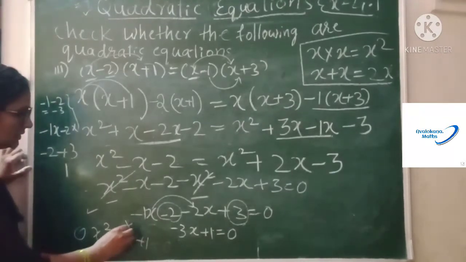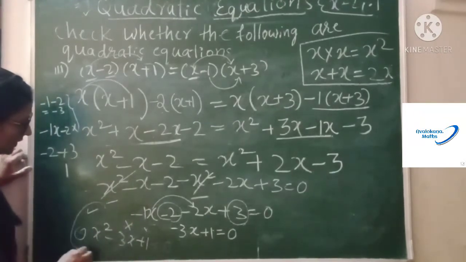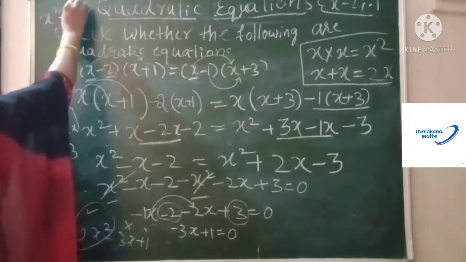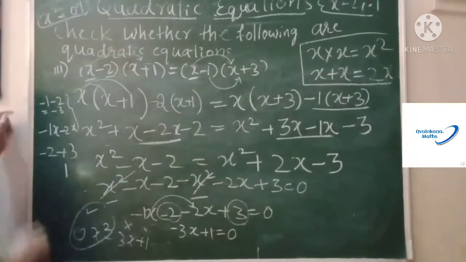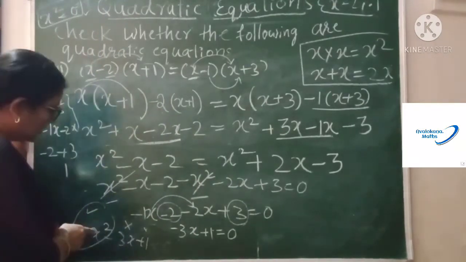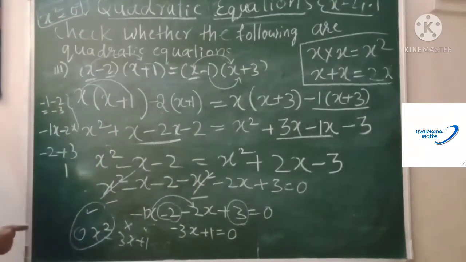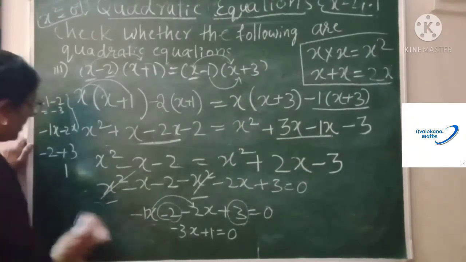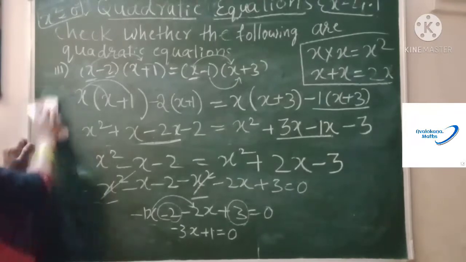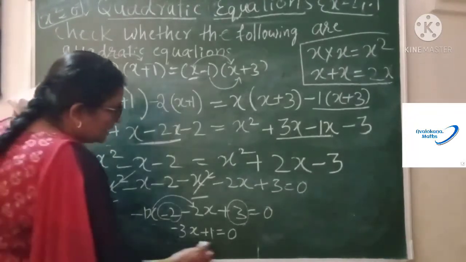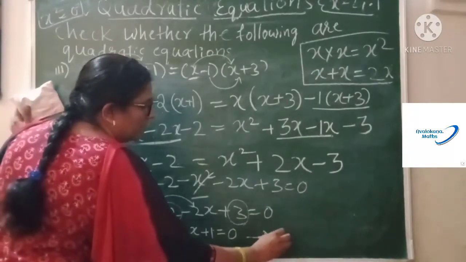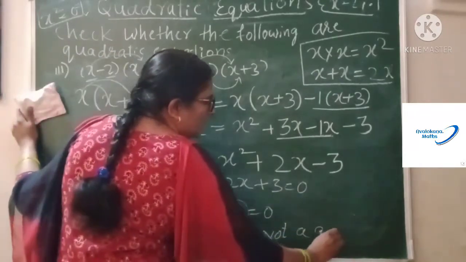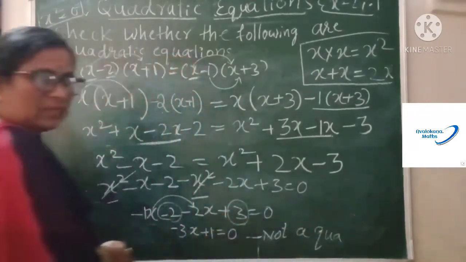Even if you don't have this term and this term, if the equation contains x square, see children, only x square equal to 0 is also called a quadratic equation. Remember this one. So the variable must have the power of 2. Only in that case you are going to say the given equation is quadratic. Because of that, here you say this is not a quadratic. Just write this one, not a quadratic. This much is enough. No need to write further, that it is not in the form of and all that.